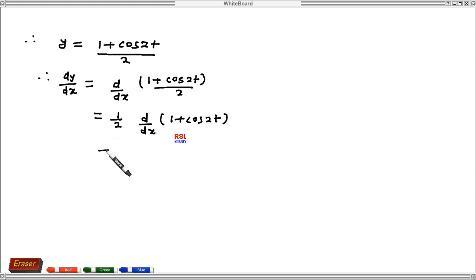Now this is u plus v, which means you can break it into parts, that is d/dx of u plus d/dx of v, where u is 1 and v is cos 2t. So just break it. Once again, you should note that you are differentiating with respect to x.